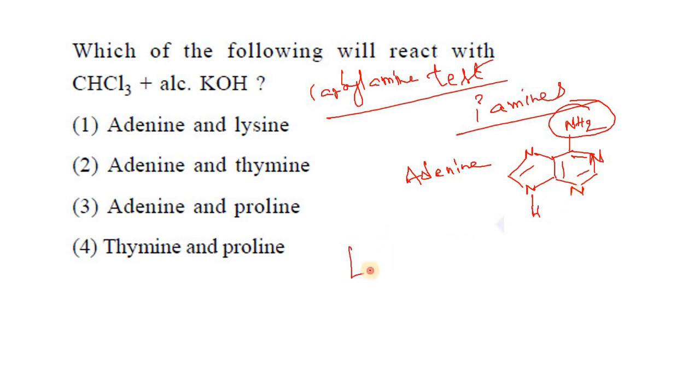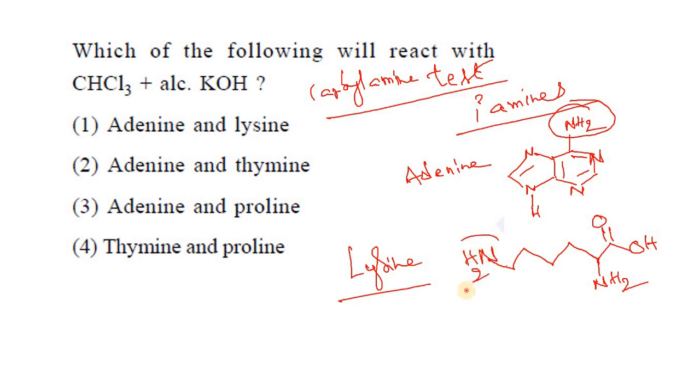Okay, let's take lysine. This one is a basic amino acid. This one also contains primary amine. This is the structure of lysine. Here you have NH2, alpha amino acid. Here you have a primary amine group.